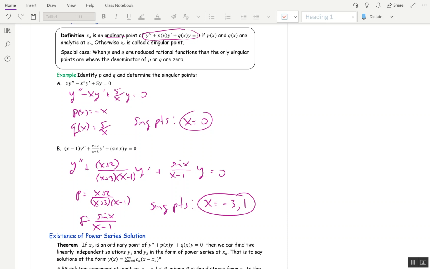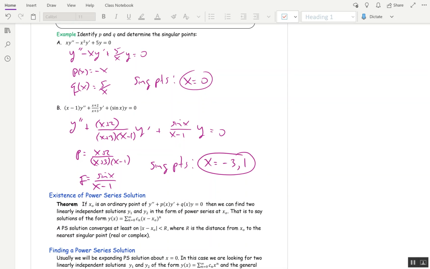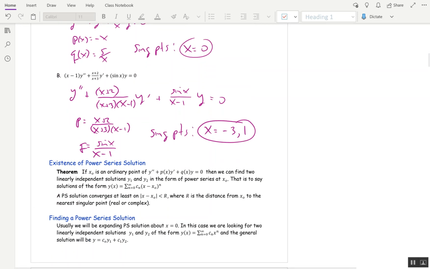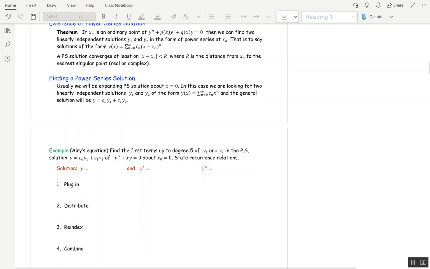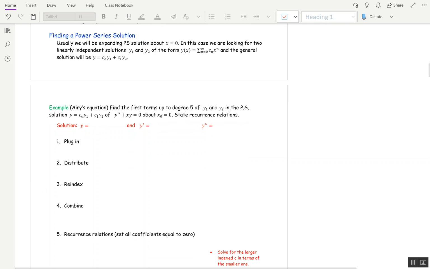So again, the method we're using today will not work around singular points. It will only work around ordinary points. But all the examples will have an ordinary point. And so here's a theorem telling us what solutions look like and that we can actually find 2 linearly independent solutions around an ordinary point. And just let me show you how this works with an example. I think it will be easier.